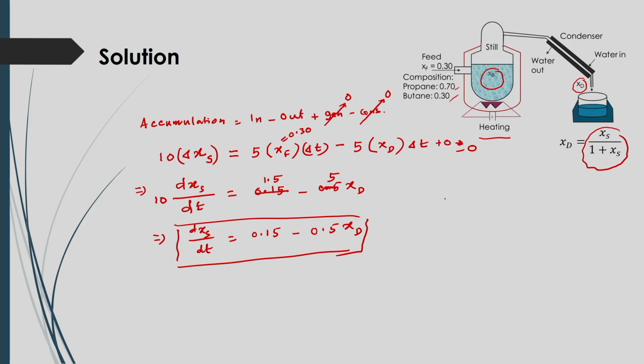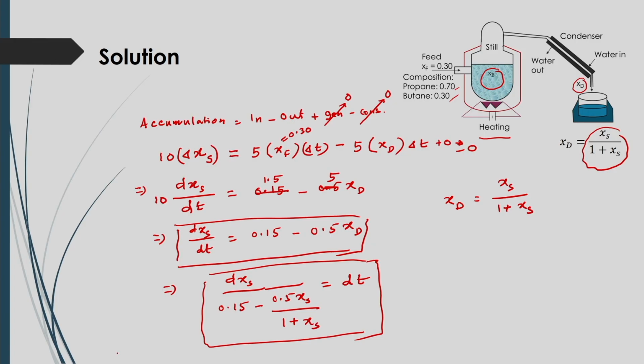Now in this case, since we know that xd is equal to xs divided by 1 plus xs, if we substitute this xd value, we can finally write this equation as dxs divided by 0.15 minus 0.5 xs divided by 1 plus xs, equal to dt. In this way we have this equation in terms of xs and dt.